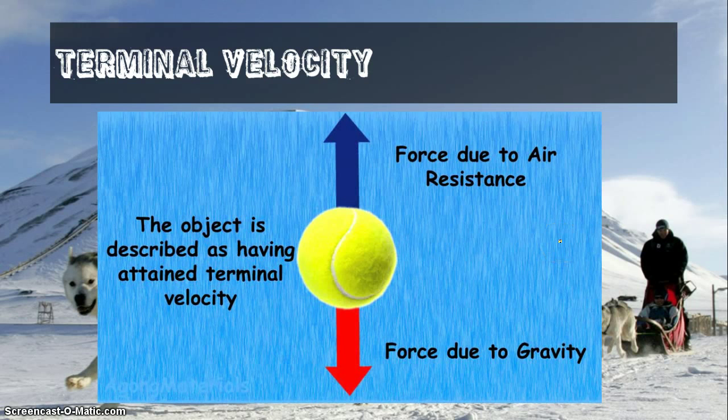Again, once you reach the point where the force upward due to air resistance equals your force downward, you're going to go at constant speed because the two forces cancel each other out and you're no longer accelerating. This is called terminal velocity, and we'll discuss terminal velocity more in detail in the next part of this lesson.